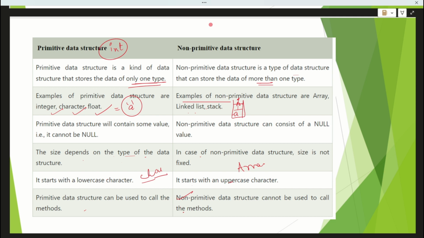And the next question the examiner would ask is what is call by reference and what is call by value. So that I'll discuss in my next video.